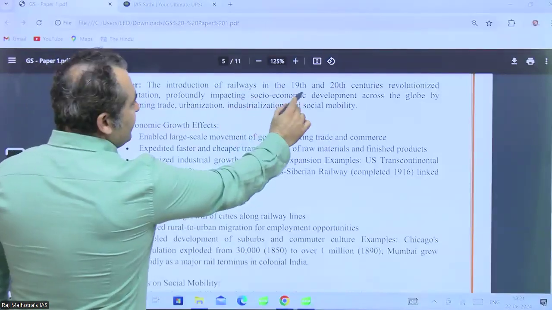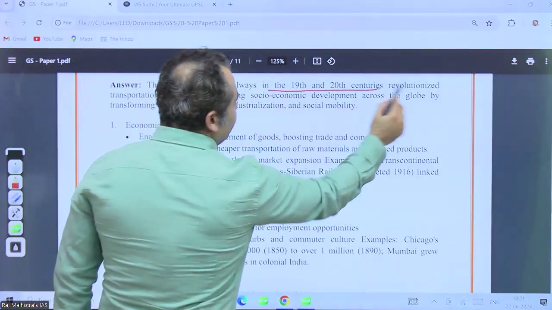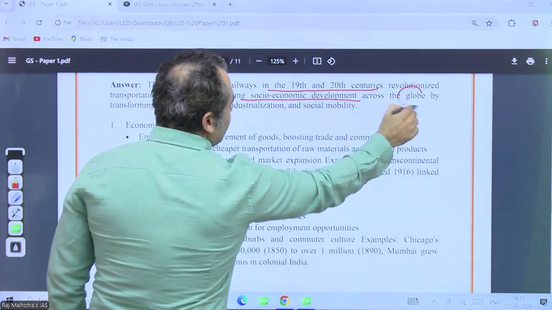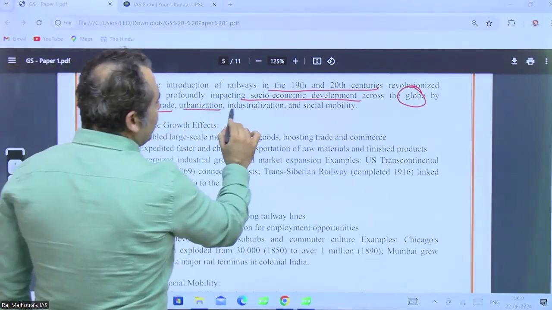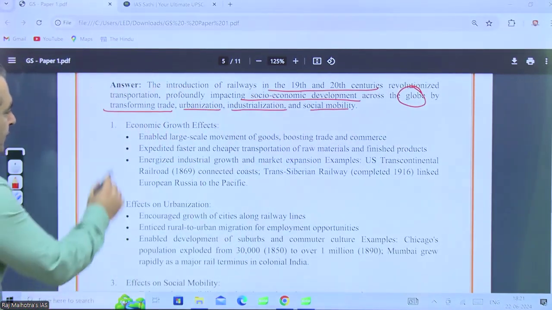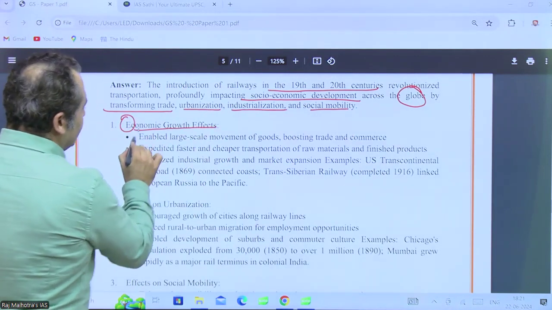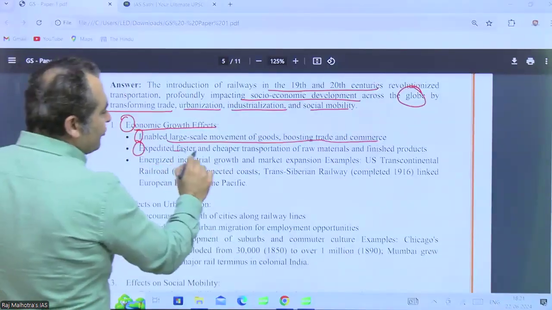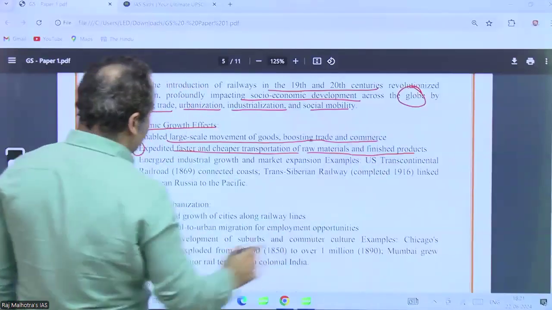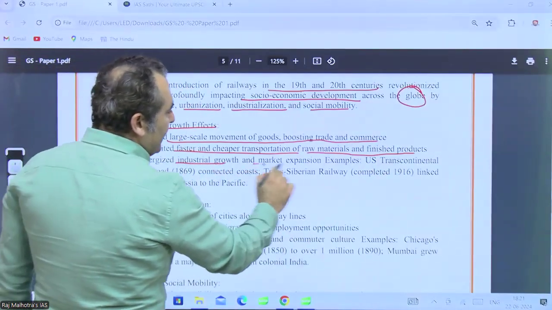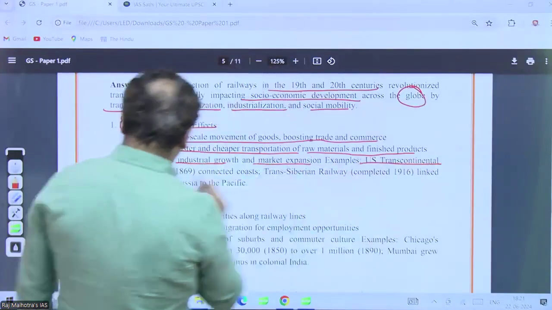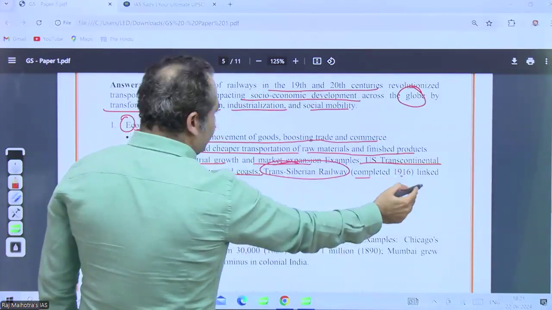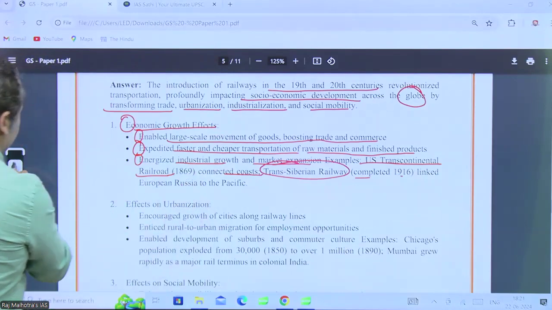The introduction of railways in the 19th and 20th centuries revolutionized transportation, profoundly impacted socio-economic development across the globe by transforming trade, urbanization, industrialization, and social mobility. So first, economic growth effects: enabled large-scale movement of goods, boosting trade and commerce, expedited faster and cheaper transportation of raw materials and finished goods, energized industrial growth and market expansion. Example, US transcontinental railways connected coasts, and Trans-Siberian Railway line completed 1916, linked European Russia to the Pacific.